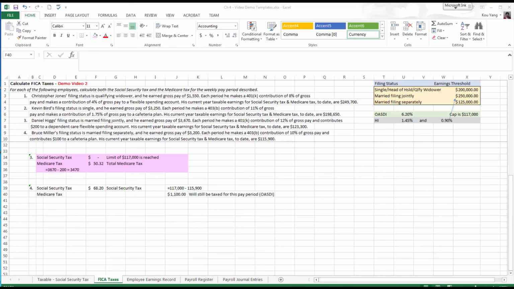Medicare tax. Okay, so let's go ahead and remember there is no real cap for Medicare besides the threshold where additional tax is levied.